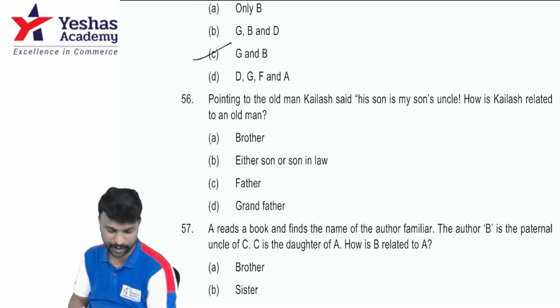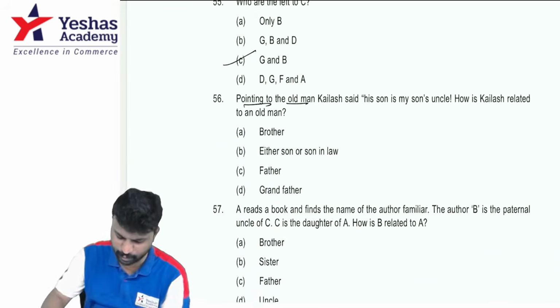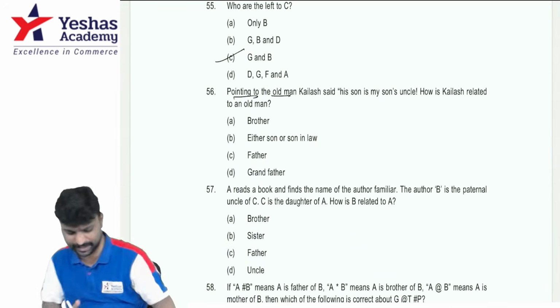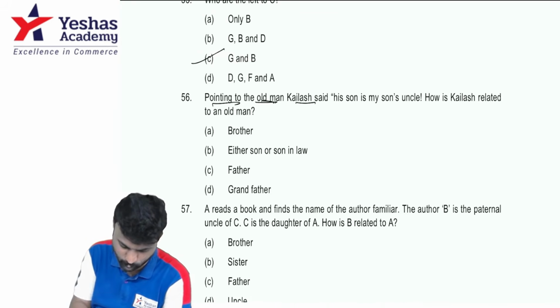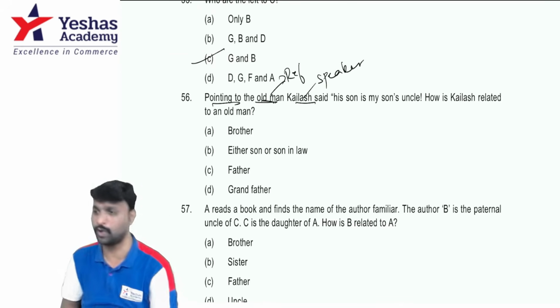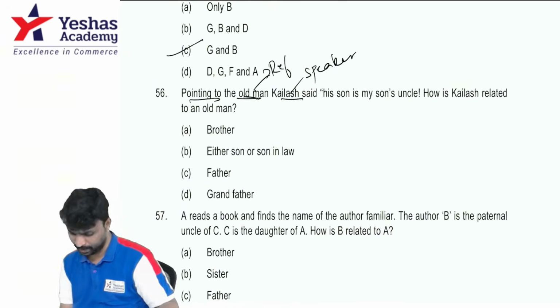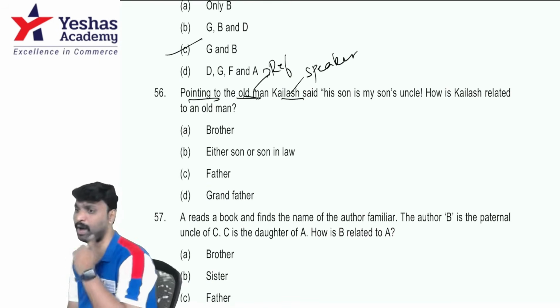Guys, moving on to the next question, 56. Pointing to the old man, one of our practice questions or the example questions actually in our material. Pointing to the old man, Kailash said, old man is a reference person, Kailash is a speaker. Correct? Within the quotes or without the quotes? Within the quotes. Please refer to the marathon videos. I have clearly explained how to solve such questions.